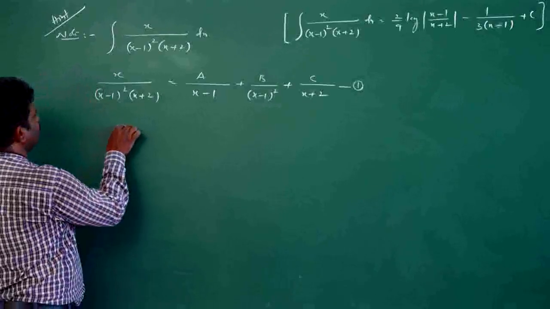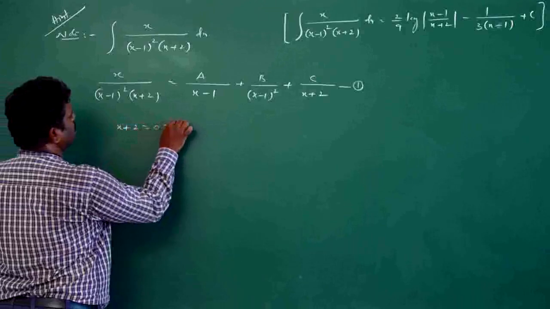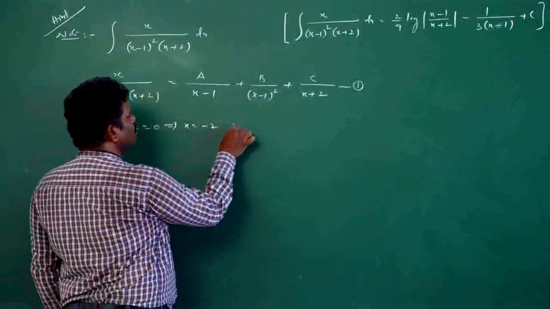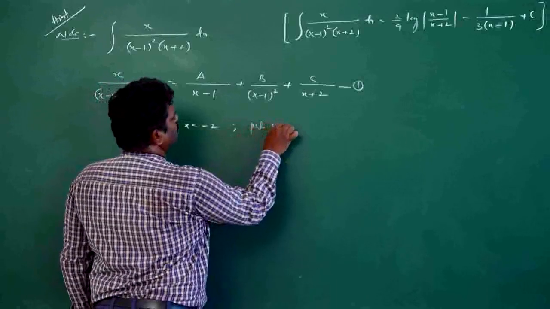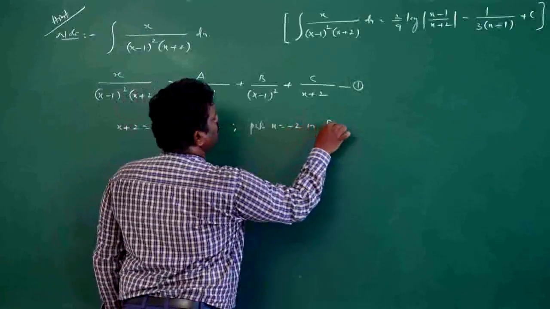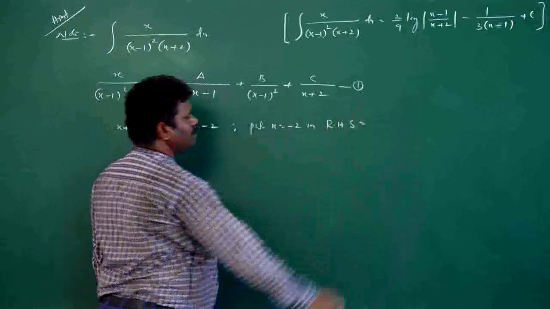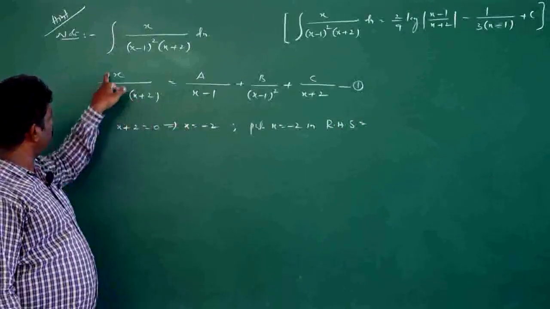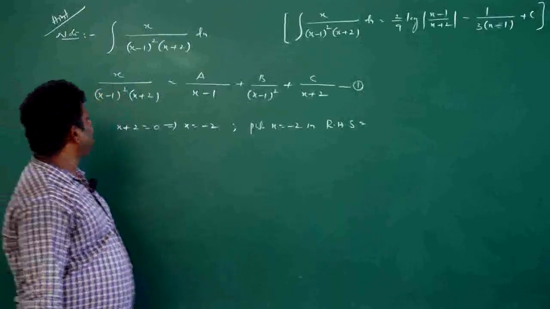So what is the value here? First, if we take x plus 2 is equal to 0, that implies x is equal to minus 2. Now put x is equal to minus 2 in the RHS. Except for this one, if you substitute only these two values, then what is the value?